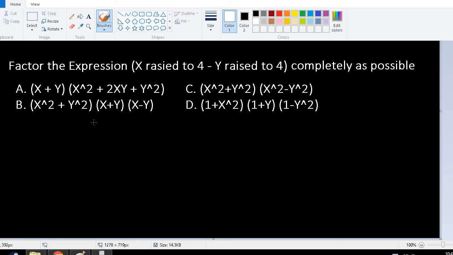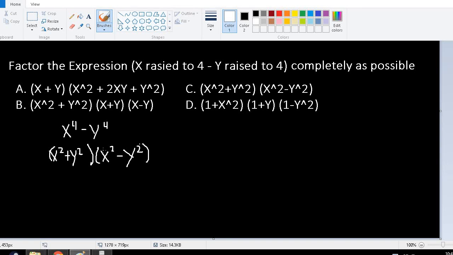Factor the expression x raised to 4 minus y raised to 4 as completely as possible. I'm just going to rewrite it: x raised to 4 minus y raised to 4. You can factor this polynomial by using difference of two squares: x squared plus y squared, the sum of two squares, multiplied by x squared minus y squared.